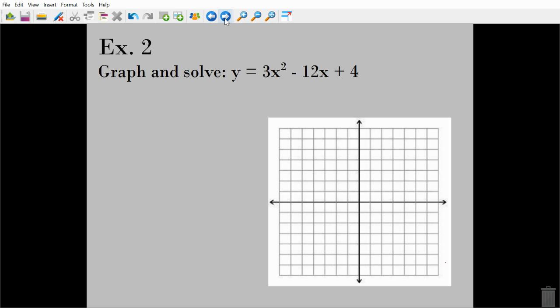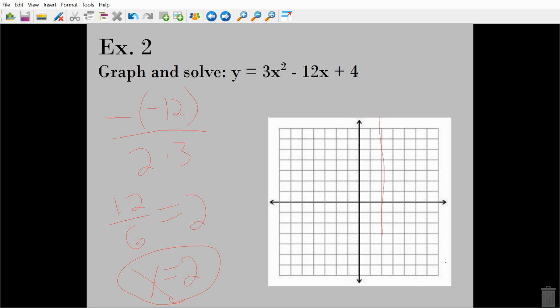Negative b over 2a. So we're going to do negative. Now b is negative 12. Okay, so it's negative 12 over 2 times 3. So really that's 12 over 6, which equals 2. And x will equal 2. Again, that's the axis of symmetry.